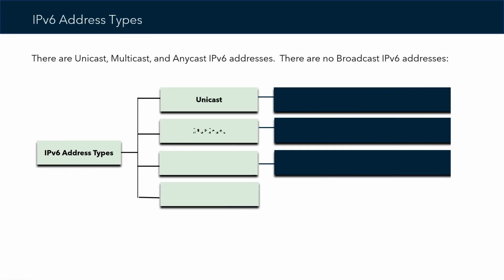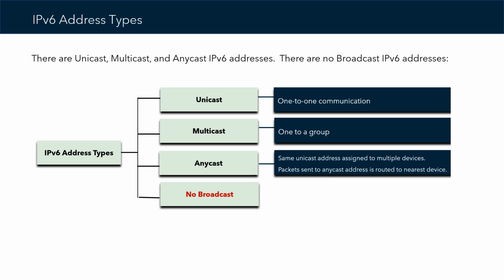There are unicast, multicast, and anycast IPv6 addresses. There is no broadcast IPv6 address. Unicast is for one-to-one communication, multicast is one to a group. Anycast means the same unicast IPv6 address being assigned to multiple devices. Packets sent to an anycast address are going to be routed to the nearest device.